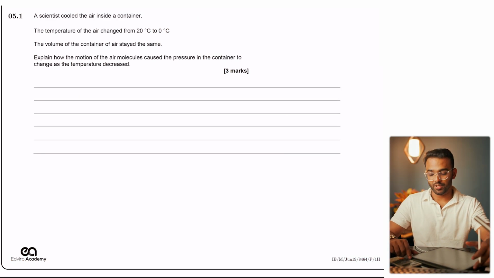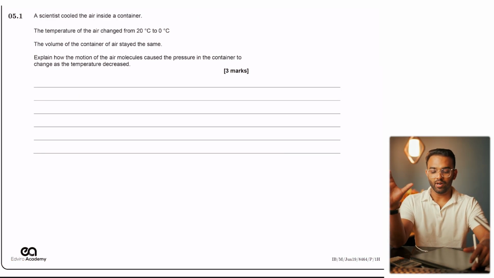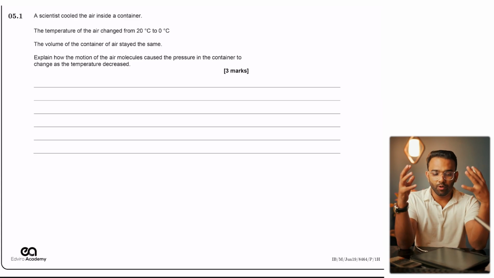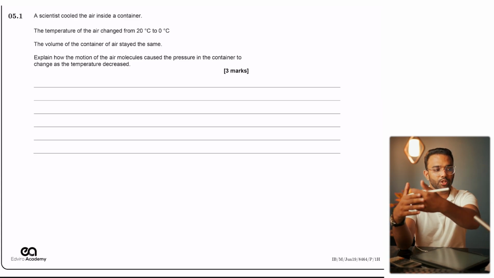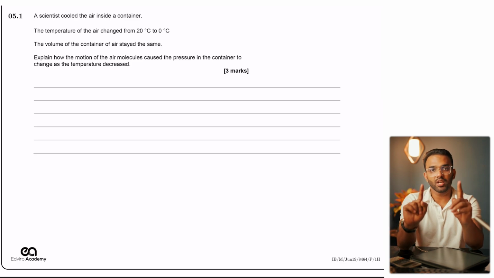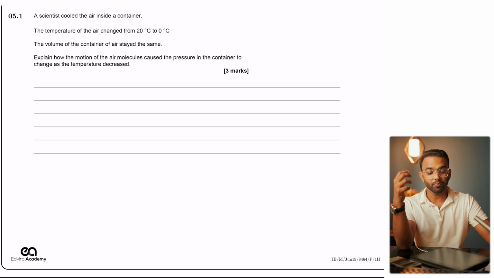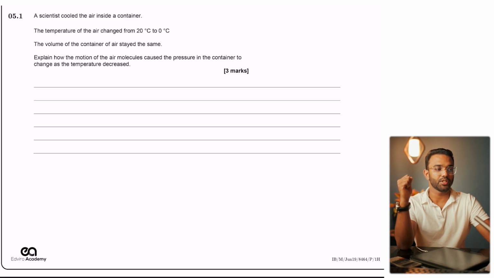So let's see how this is done, guys. A scientist cooled the air inside a container. The temperature of the air went from 20 degrees to 0 degrees. Now, you might be familiar with heating. Cooling is exactly the same thing. We're just reversing the process. The formula stays exactly the same, all right? The volume of the container stayed the same. Explain how the motion of air molecules caused the pressure in the container to change as the temperature decreased.